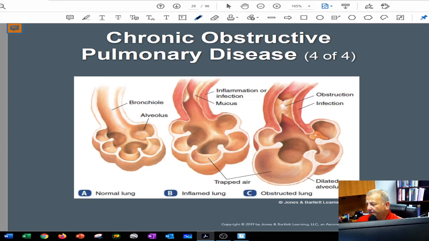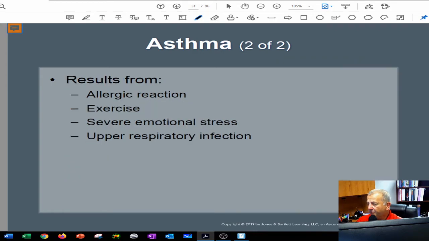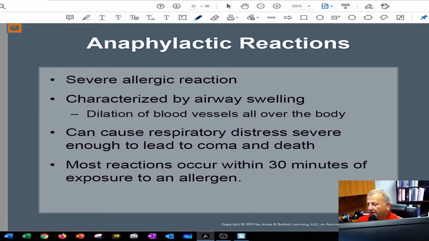You guys know all of this. I mean, this is EMT stuff. There's nothing new here that you don't know. Asthma, bronchial spasms, all that's familiar to you. Anaphylaxis can cause problems because of the bronchial constriction. Those bronchioles become extremely tight and you can't breathe.